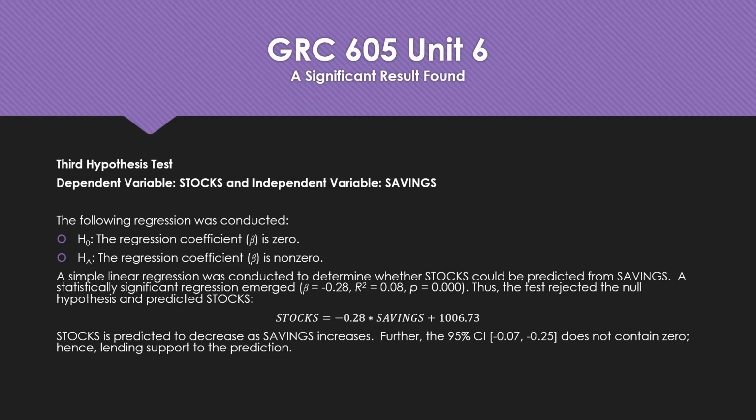Thus, the test rejected the null hypothesis and predicted stocks equals negative 0.28 times the savings plus 1006.73. Stocks is predicted to decrease as savings increases. Furthermore, the 95% confidence interval, negative 0.07 and negative 0.25, does not contain 0, hence lending support to the prediction.